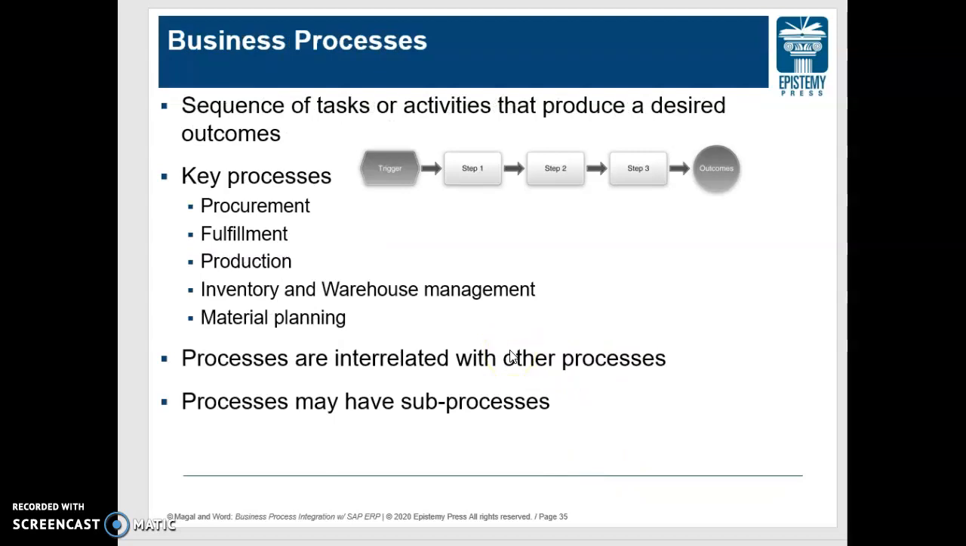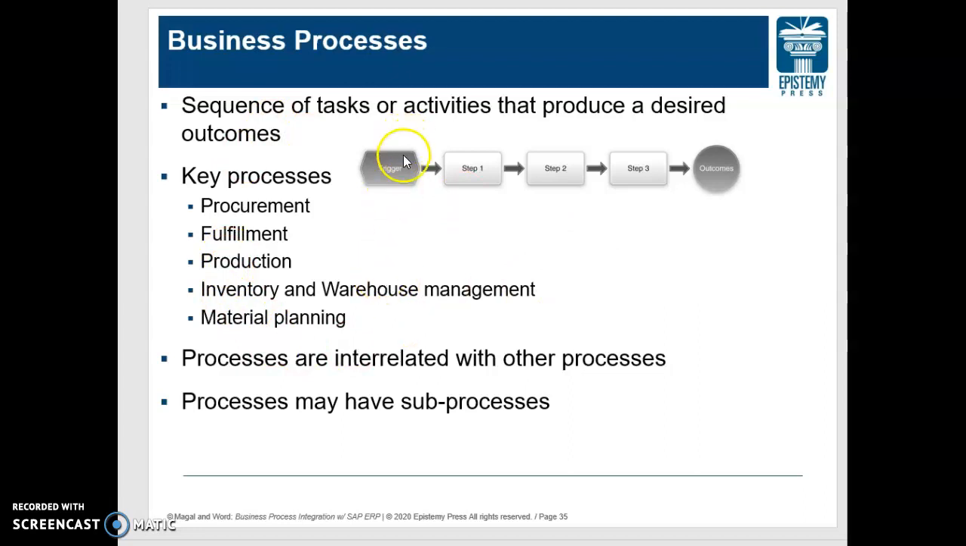So when we're talking about business processes, these are a sequence of tasks or activities that produce a desired outcome. Different processes are things like buying, selling, making, storing, planning our materials. When we're talking about buying, we could call it procurement. Fulfillment is selling, production is making. So these are some key processes.